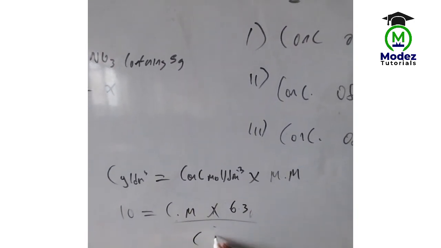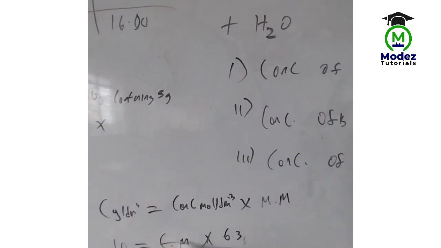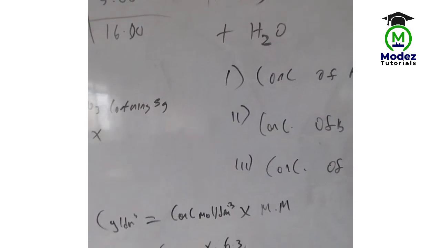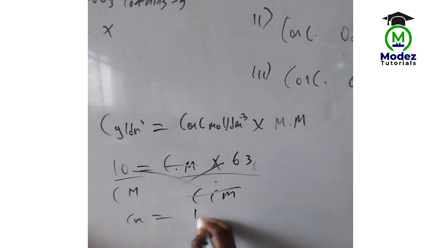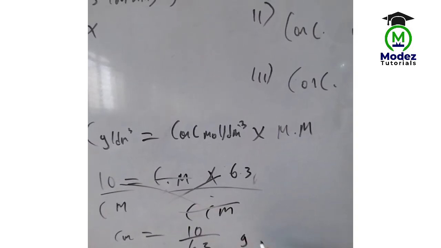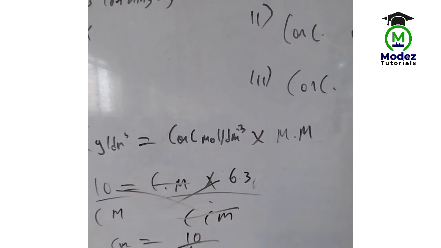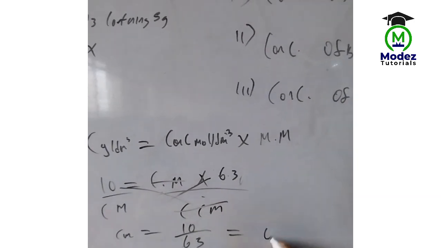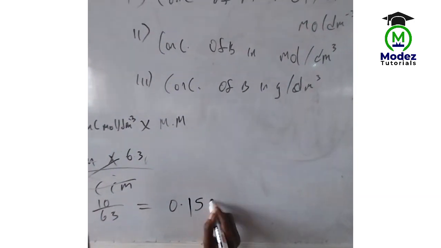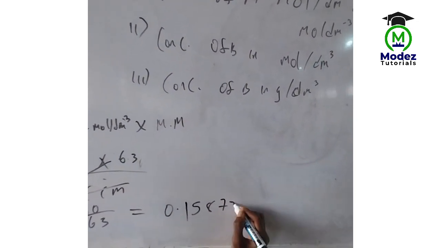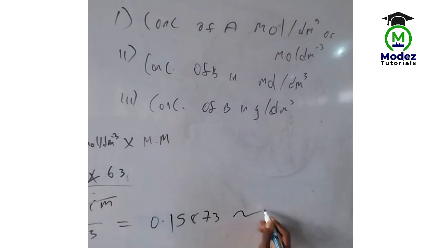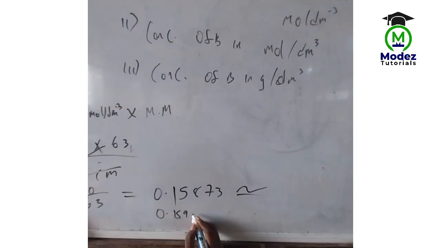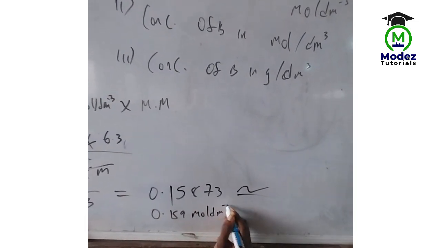So now, CM and CM cancel, and you bring this together: CM equals 10 over 63. What are we looking for? The concentration in mole per dm³. If you punch your calculator, you get 0.015873. But make sure you approximate it to 3 decimal places, so you have 0.016 mole per dm³.